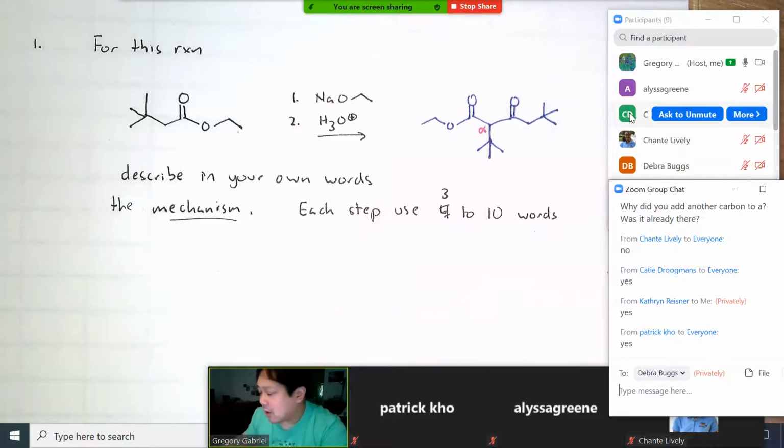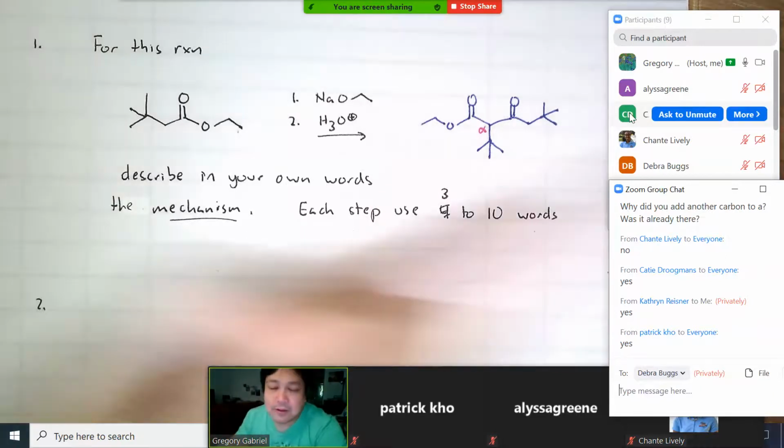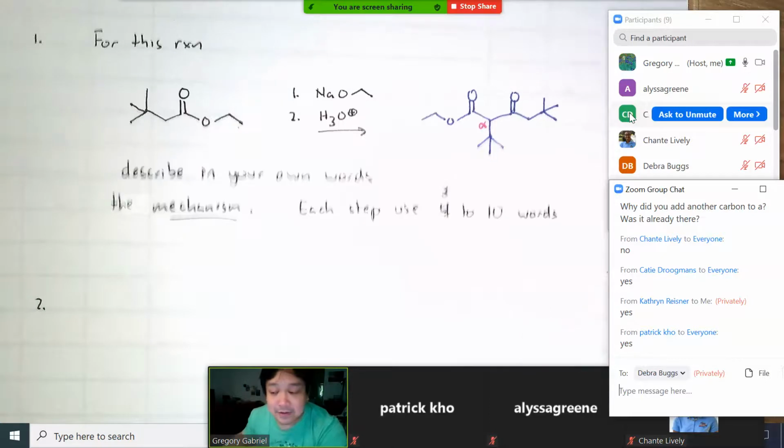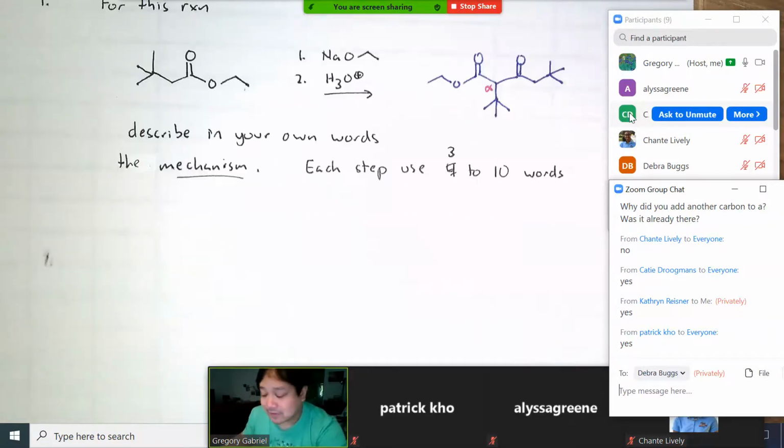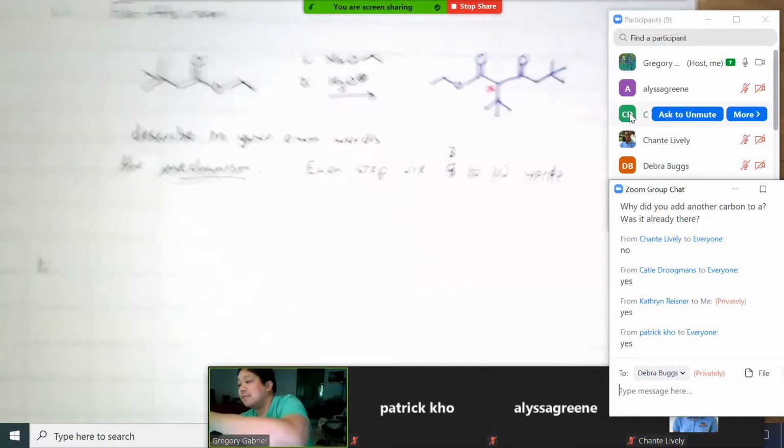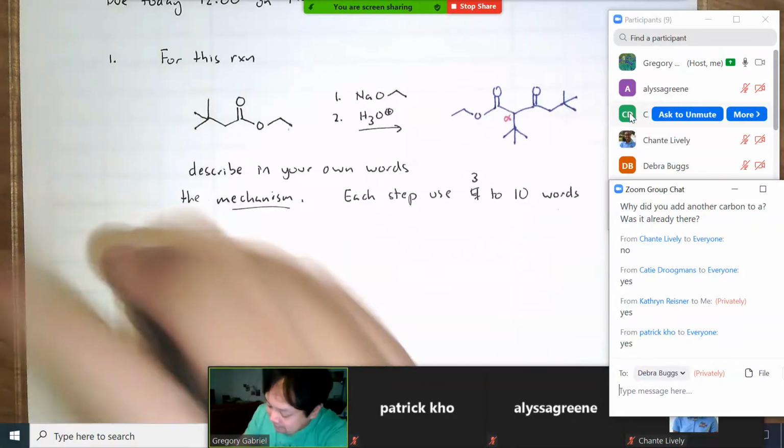After doing that, it's going to help you with retrosynthetic analysis, breaking stuff down. Because this is the second problem that's due at 12. The second problem is this.